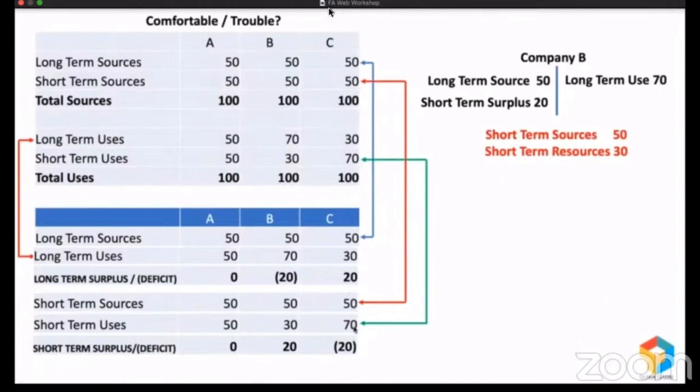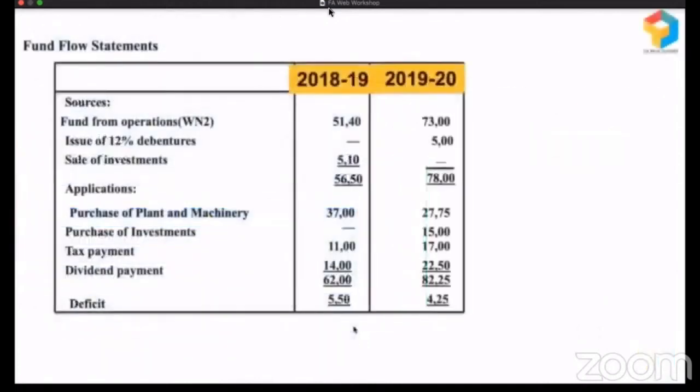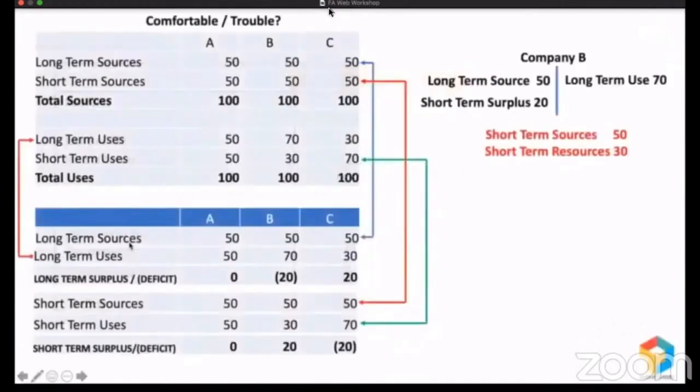Okay, right. So this statement, which helped us to get more clarity, is the fund flow statement. Let me give you a real life fund flow statement. It will look something like this. It's basically part of it. Look, here you have the sources and here you have the applications. Sources we basically call long-term sources. Applications we call long-term uses, like what we have seen here.